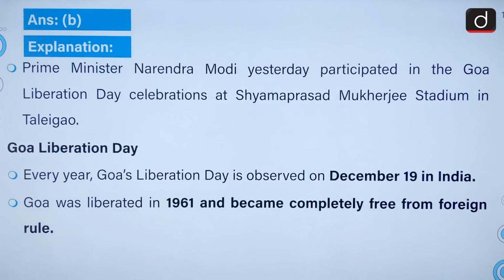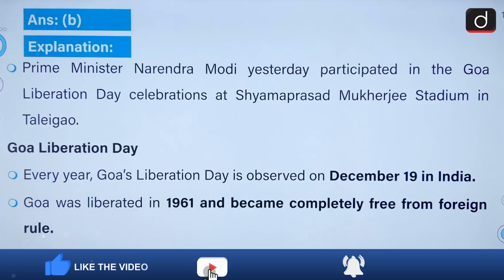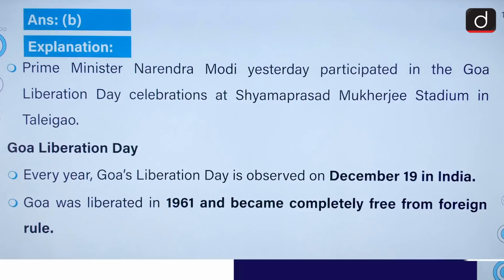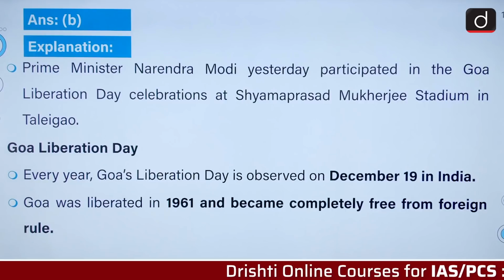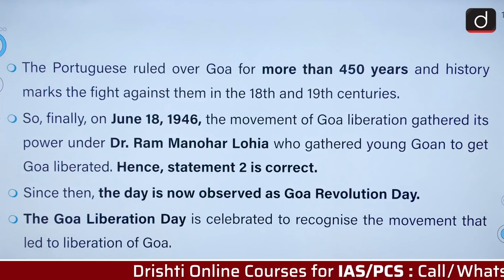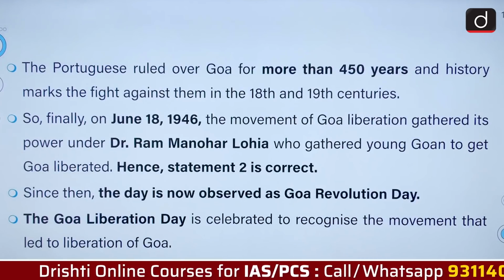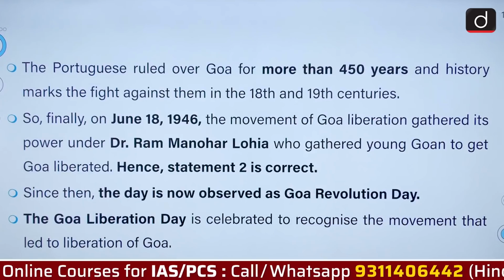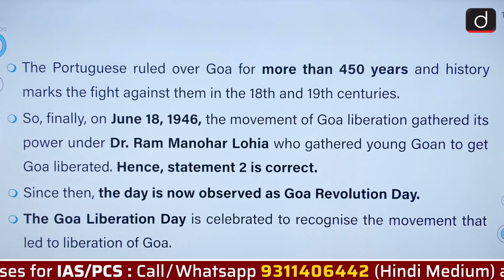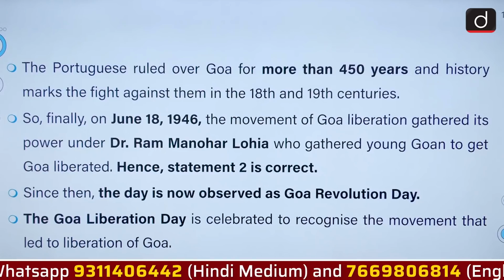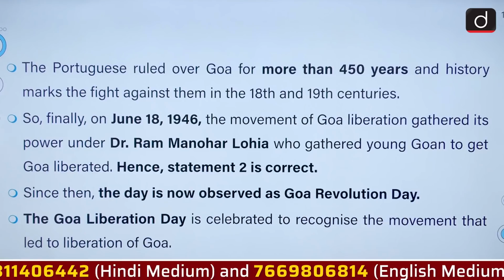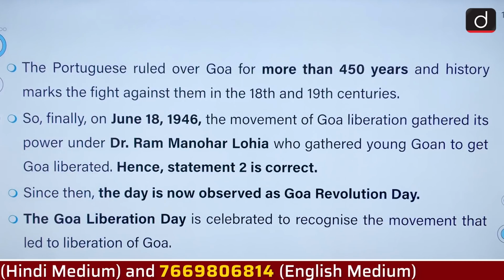Prime Minister Narendra Modi yesterday participated in the Goa Liberation Day celebrations at Shyama Prasad Mukherjee Stadium in Taleigao. Also, every year, Goa's Liberation Day is observed on December 19 in India. Goa was liberated in 1961 and became completely free from foreign rule. The Portuguese ruled over Goa for more than 450 years, and history marks the fight against them in the 18th and 19th century. So finally, on June 18, 1946, the movement of Goa Liberation gathered its powers under Dr. Ram Manohar Lohia, who gathered young Goans to get Goa liberated. Since then, the day is now observed as Goa Revolution Day.